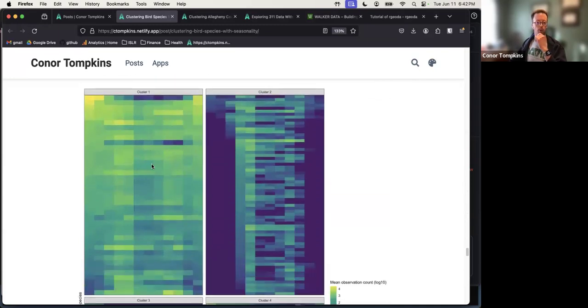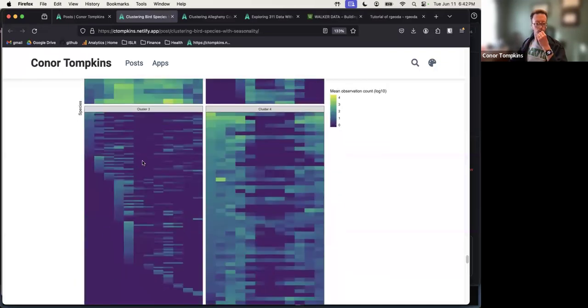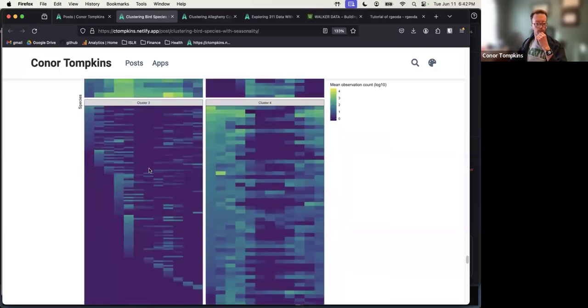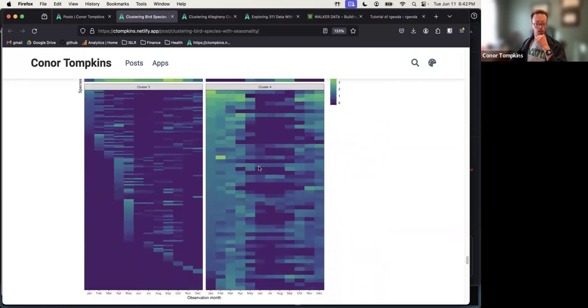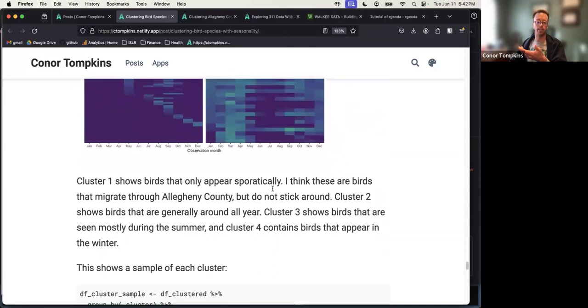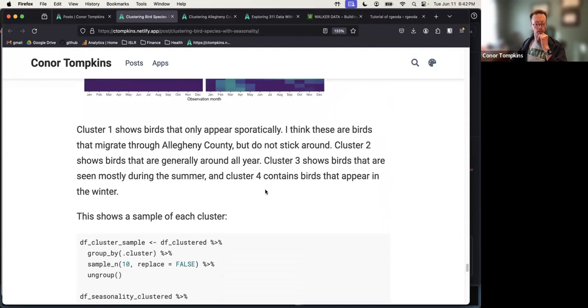So cluster one is birds that are there the entire year. Cluster two is birds that are only there in the summer. Cluster three is more sporadic birds that just appear, you know, more or less at random. And cluster four are birds that leave during the summer. So that's just one example of a real world application.